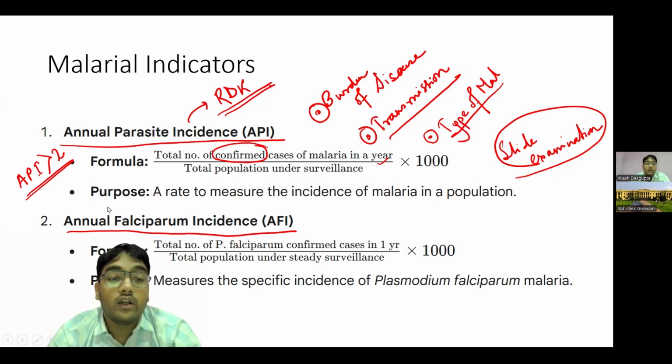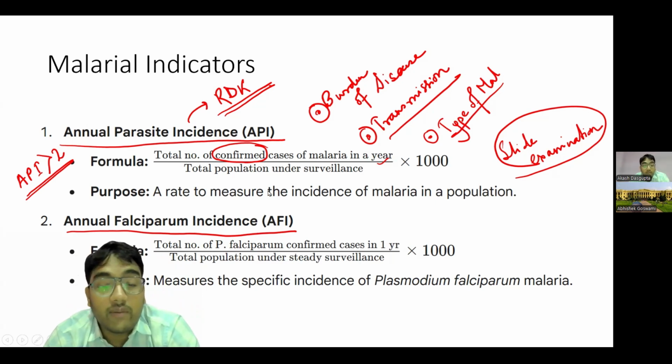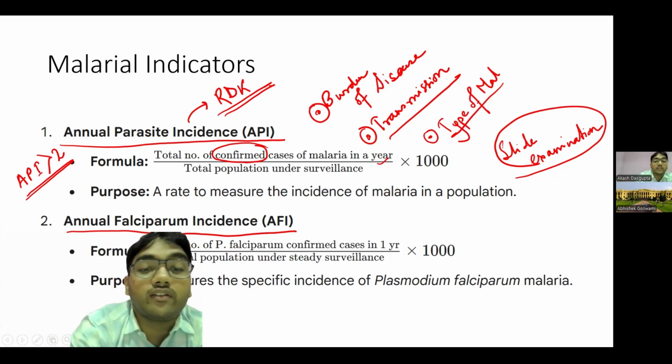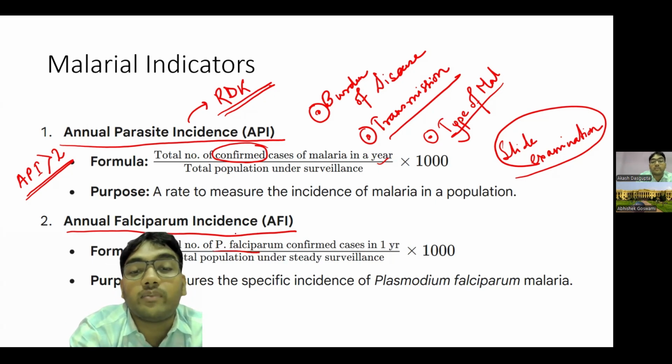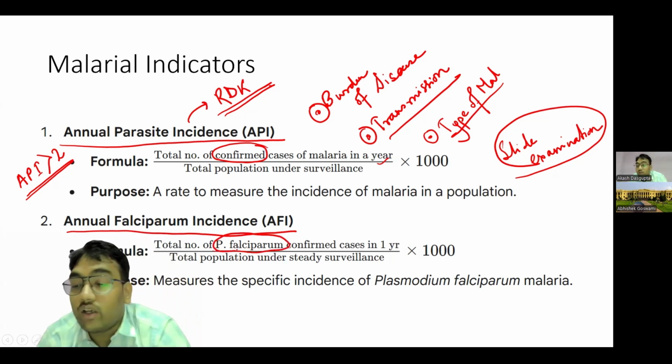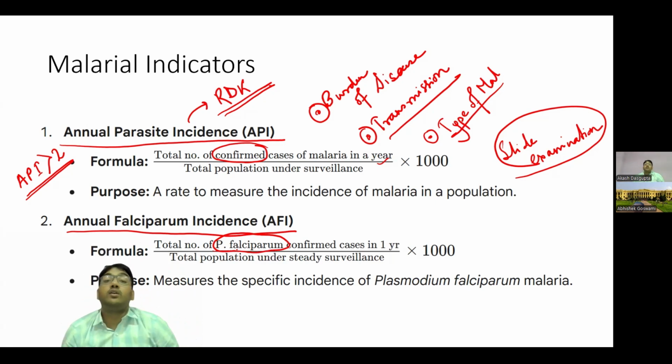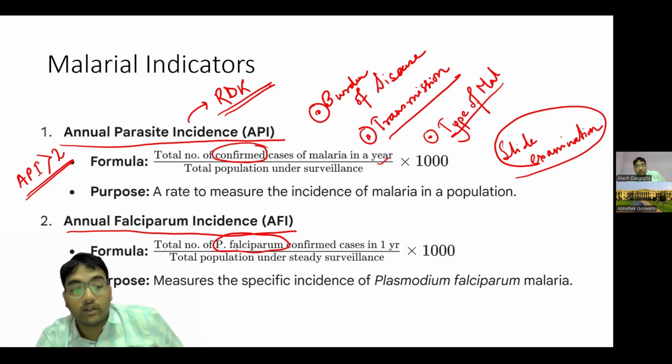What is AFI? AFI is the same thing, just instead of all confirmed cases of malaria, we look at the Plasmodium falciparum cases specifically. Why is this necessary? This is necessary to look at the pattern of transmission that is occurring.